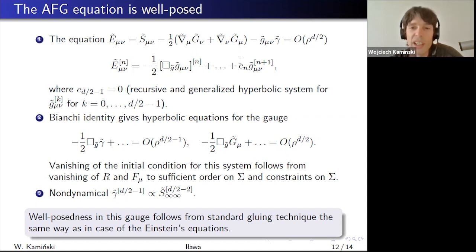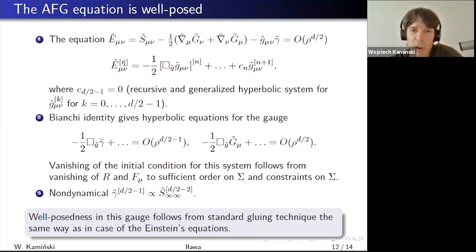And it's also recursive. So in this case, we can always recover the higher Taylor expansion of the metric up to a finite order, and then it decouples.